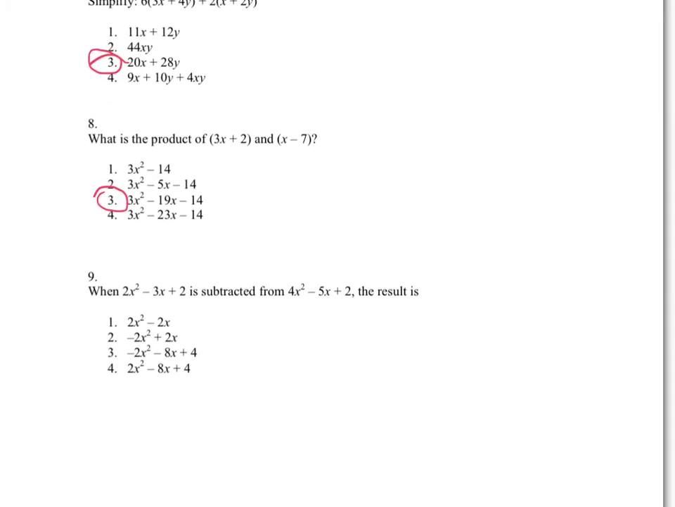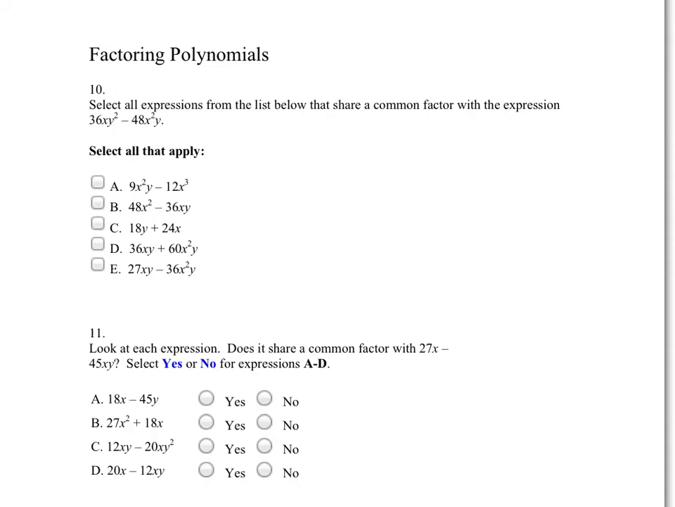And number 9, when 2x squared minus 3x plus 2 is subtracted from, that's the tricky part, subtracted from 4x squared minus 5x plus 2, the result is, what did I write down? Number 1, 2x squared minus 2x. And the last page is factoring polynomials. Select all expressions from the list below that share a common factor with the expression 36xy squared minus 48x squared times y. Make sure you notice that it says share a common factor, not greatest common factor, but just a common factor. So in fact, all of these, A, B, C, D, and E, share a common factor.